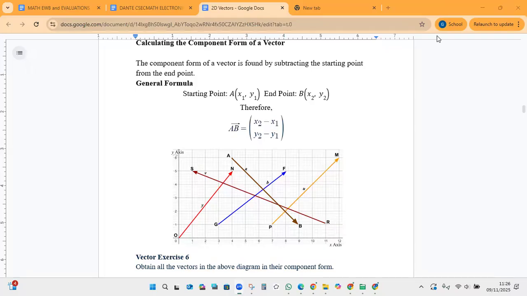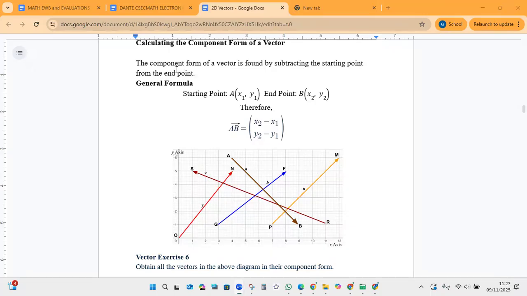In this presentation, we are going to discuss calculating the component form of a vector. Now we know that a vector can be broken down, separated, or written in its component form: its horizontal movement and its vertical movement. The component form of a vector is formed by subtracting the starting point from the end point.